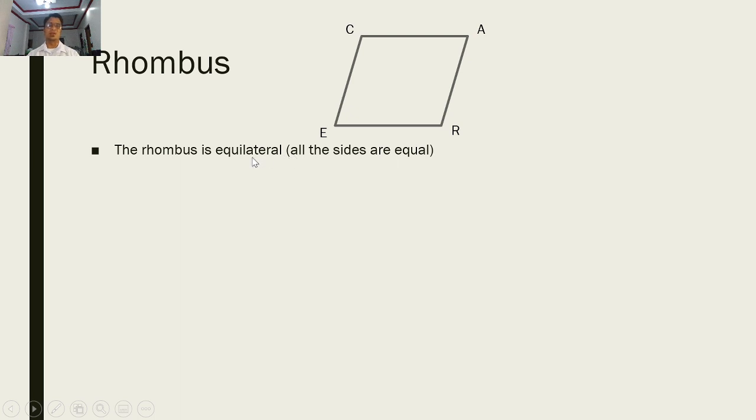Okay? Now, the rhombus is equilateral. Earlier, it was equiangular. This time around, we have here now equilateral. So, when we talk about equilateral, all the sides are equal. Whatever the measure here, that is also the measure there, and there, and there. So, if this side has a measurement of 4, all the other sides also have a measure of 4. So, that is what we mean by equilateral.